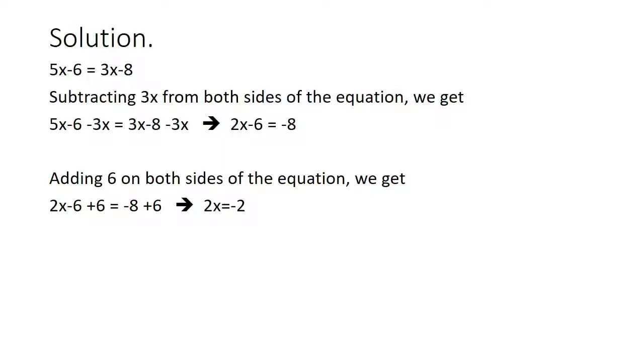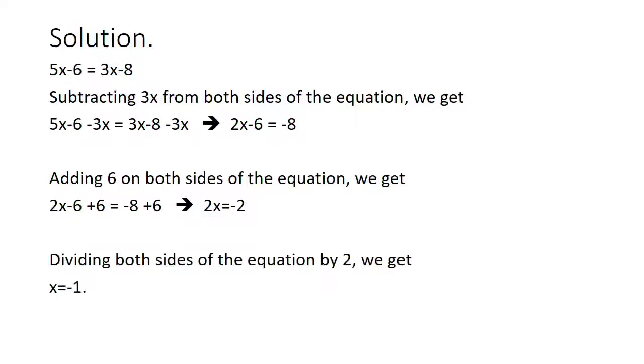Remember, whatever you do on the left hand side, you must also do on the right hand side as well. So we divide throughout by 2, and what we get is 2 divided by 2, it gives you 1, so you're only left with x on the left hand side, and negative 2 divided by 2, it should give you negative 1. And therefore the value of x is negative 1.